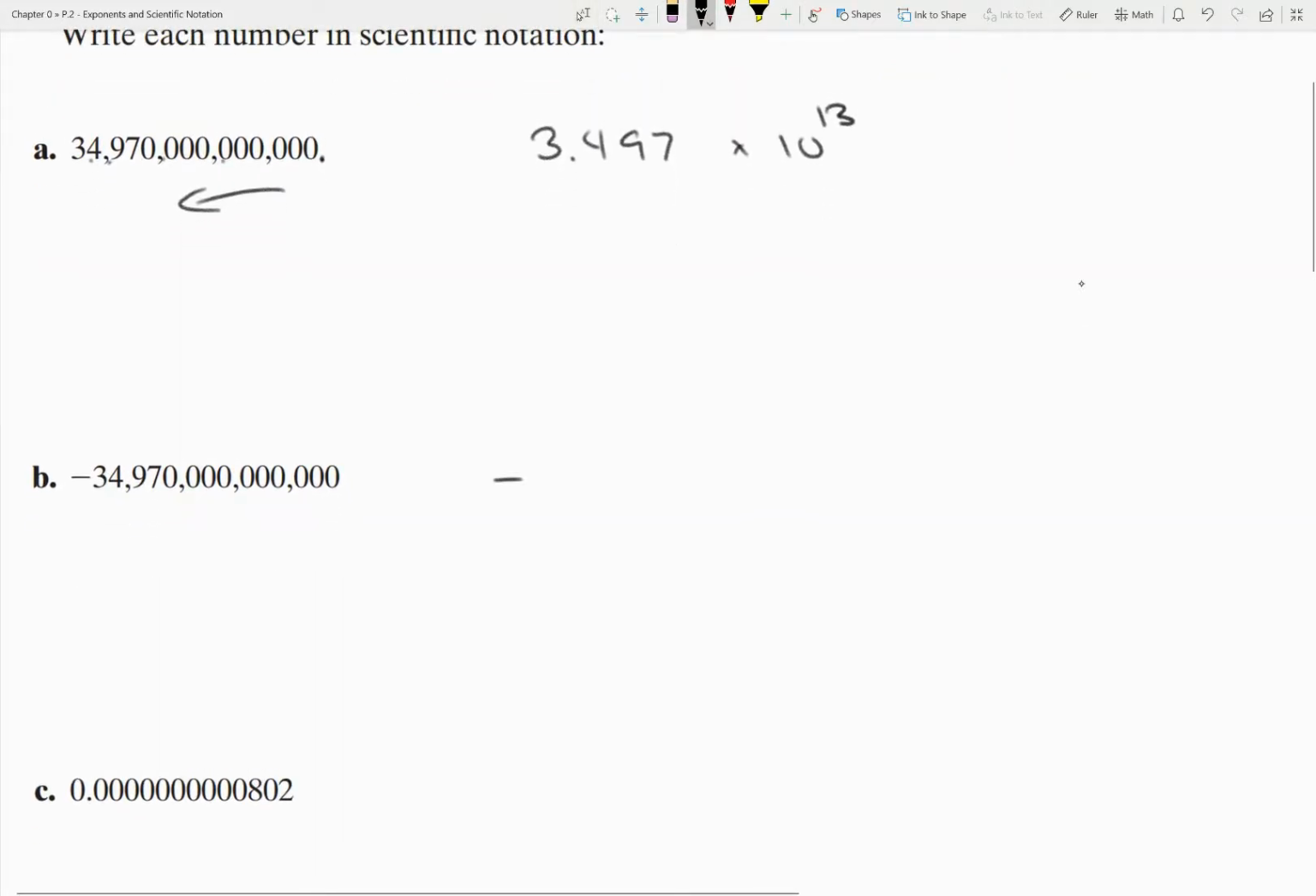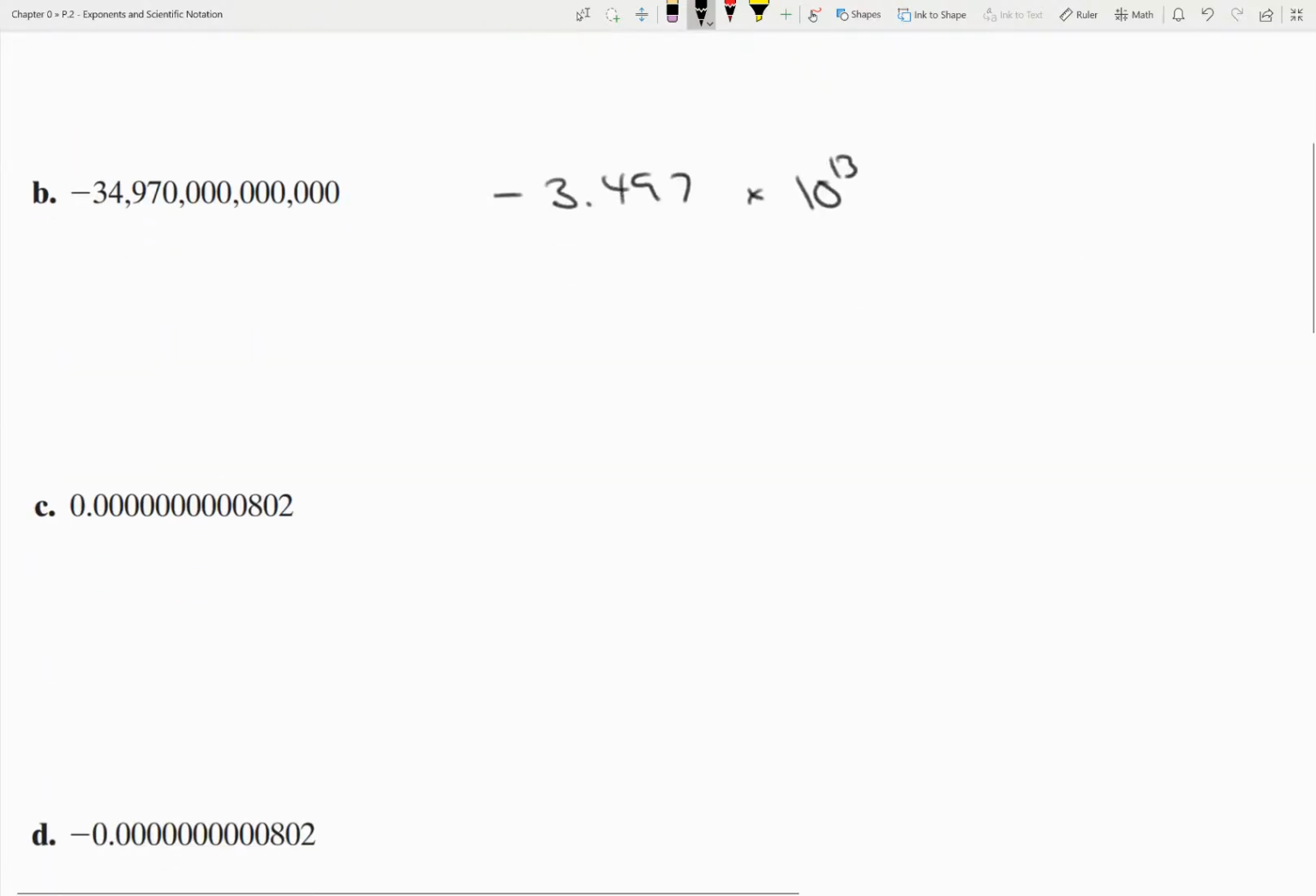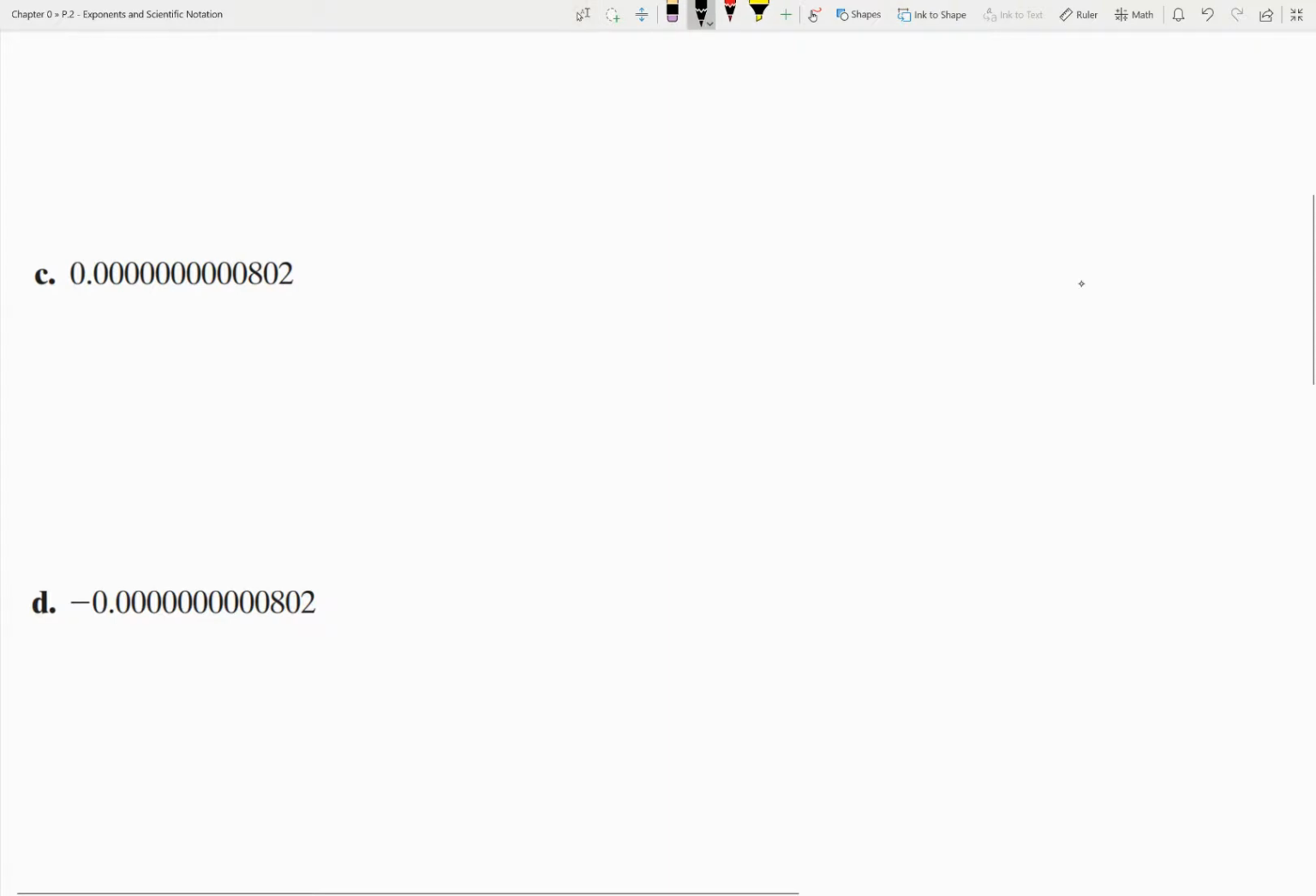Same number again with a negative in the front. You just put a negative in the front. It does not affect anything else in the problem except the negative in the front. So now I see that I have two very, very, very small numbers. So I'm going to move this decimal point to the right until I get a number between 1 and 10. So that would be 8.02 times 10, and it's going to be a negative exponent. What's that negative exponent going to be? Well, let's see. 1, 2, 3, 4, 5, 6, 7, 8, 9, 10, 11. Okay, and then this one would be negative 8.02 times 10 to the negative 11th power.